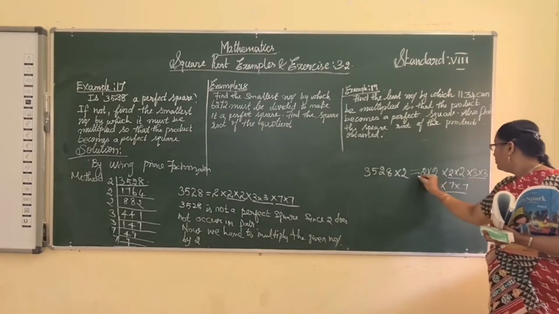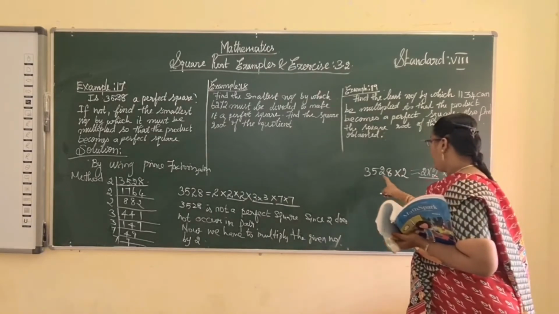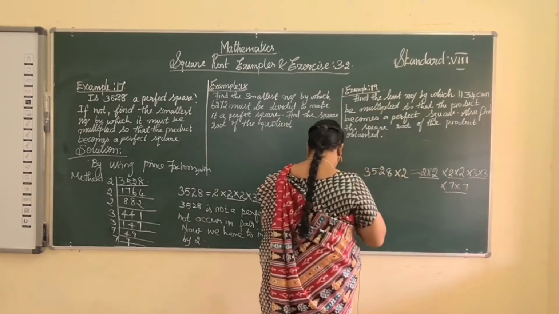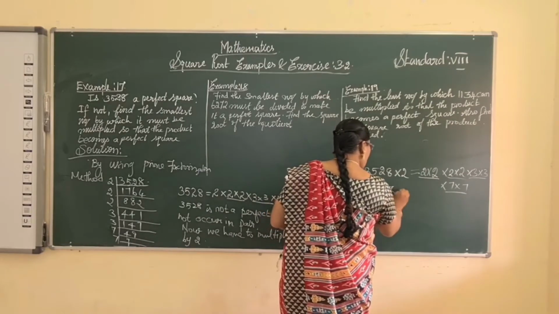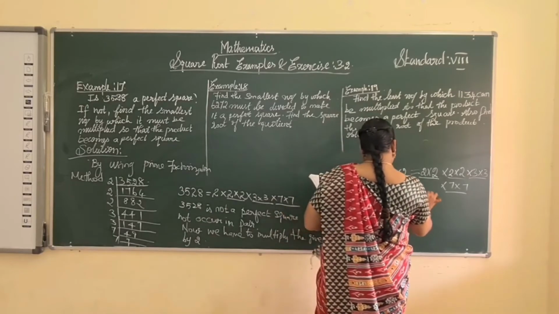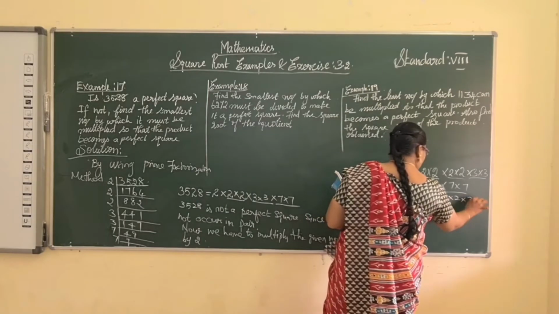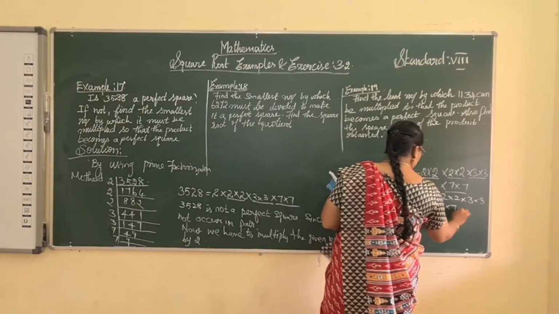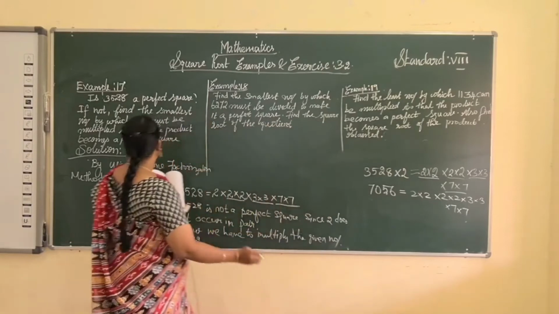Now multiply this value 3528 into 2. What do we get? 7056 is equal to 2 into 2 into 2 into 2, 3 into 3 into 7 into 7. Now what do we find out? We find out the square root.